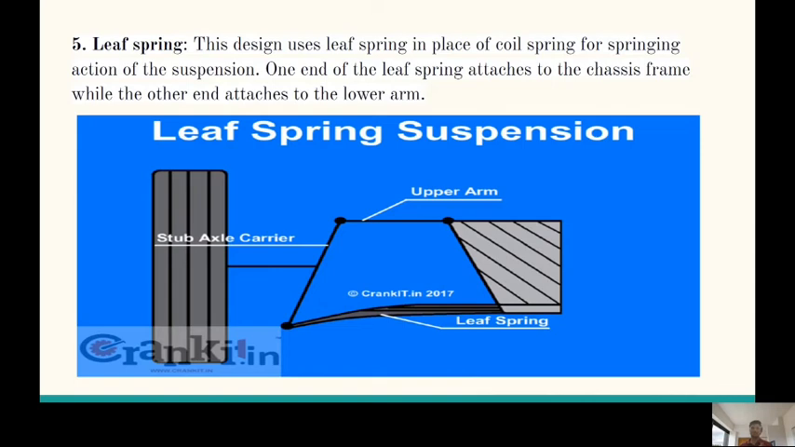As we have discussed, then there is the leaf spring. This design uses a leaf spring in place of coil springs, as we have seen before, for the springing action of the suspension. One end of the leaf spring attaches to the chassis frame, while the other end attaches to the arm, as you can see in the picture here.